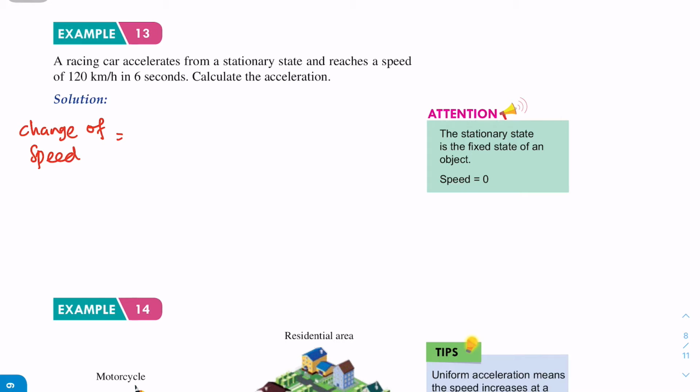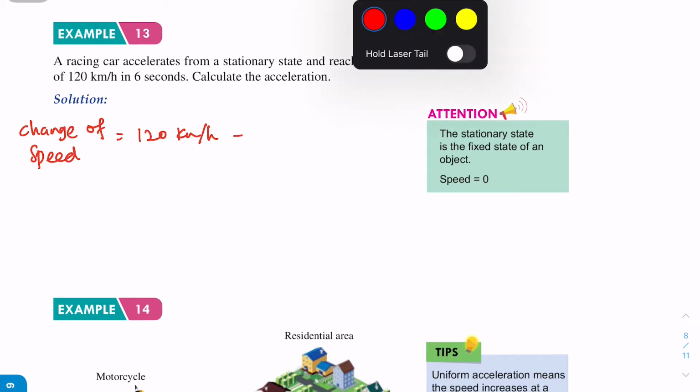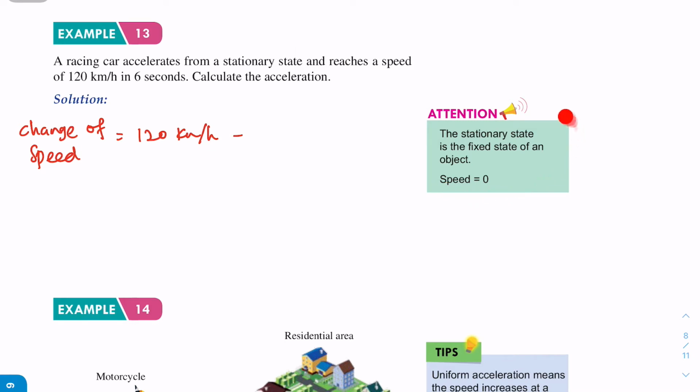So the final speed minus the initial speed. The final speed, we know, is 120 km per hour, minus the initial speed. Based on this one, the initial speed is stationary state, right? We know the stationary state is speed equals to 0. So initial speed is 0 km per hour. So the change of speed is 120 km per hour.